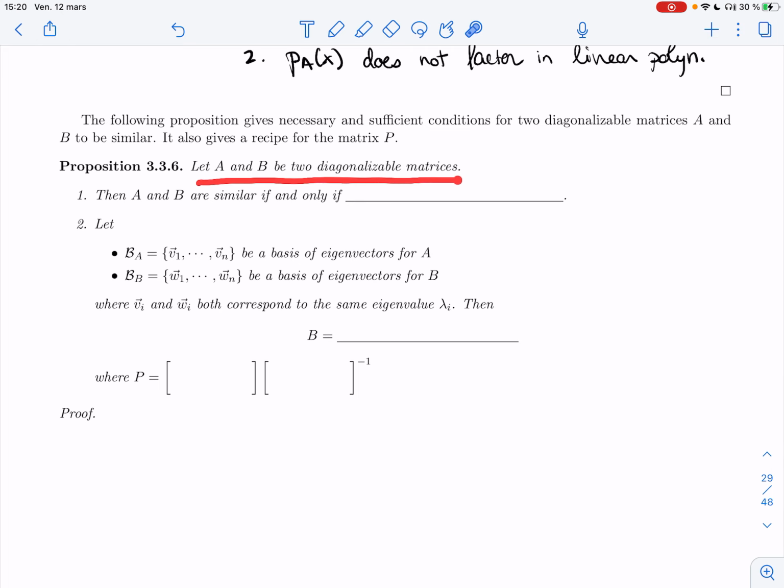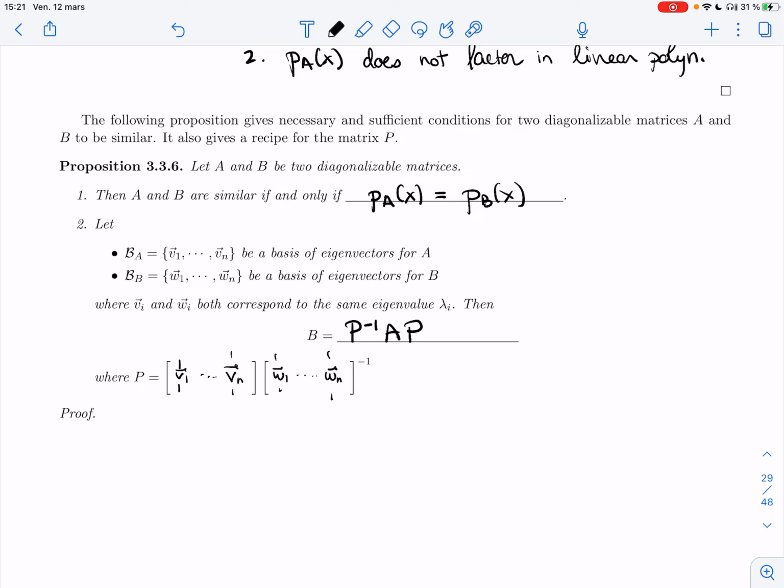All right, so let A, B be two diagonalizable matrices. Then A and B are similar if and only if, and this is quite good, they have the same characteristic polynomial. Now, this is not true for matrices in general, but if they're diagonalizable, then that's enough. In fact, I can actually give you the P. If I have a basis of eigenvectors for A and a basis of eigenvectors for B, and let's say that we've put them in the same order, in the sense that the matching eigenvectors have the same eigenvalue. So V1 and W1 have eigenvalue lambda 1, Vn and Wn have eigenvalue lambda n. Then B is P inverse AP, and P is going to be the matrix that you get from putting the vectors V and the vectors W in a matrix, and you just need to invert the W matrix.